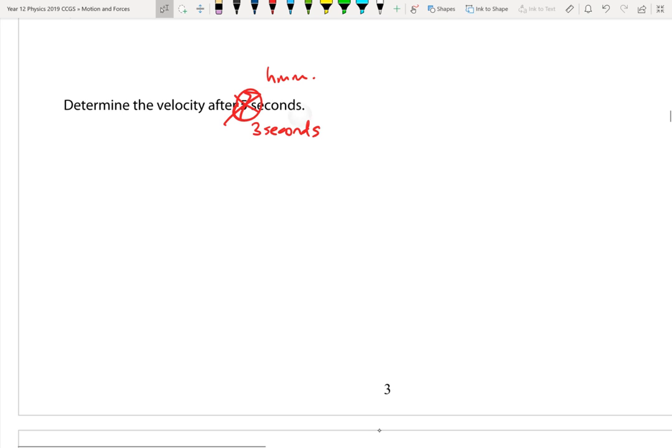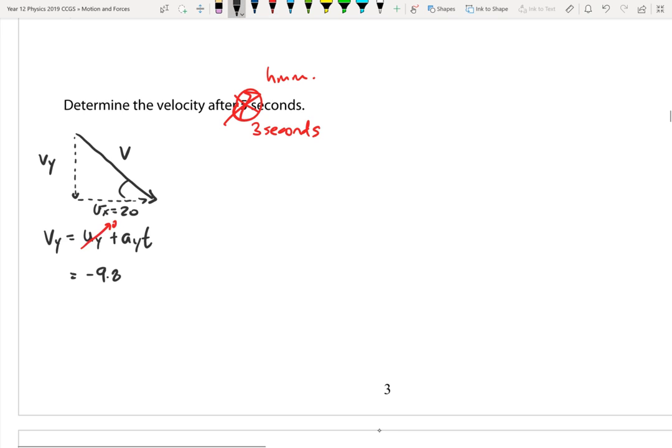Our velocity. I'm going to sketch the approximate velocity. There it is there. We know that Vx equals 20. And so what we now need to find is Vy. So it's not too tricky. It involves Pythagoras and trig again. Vy equals uy plus ayt. Again, setting that to 0, minus 9.8 by 3. It has a vertical component of negative 29.4, I think. Yeah. Okay.